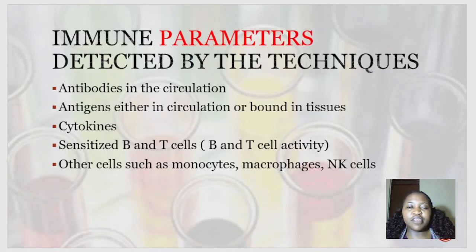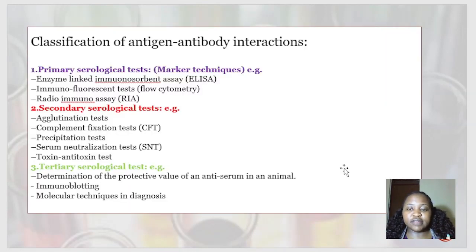Now, some of the immune parameters that you can detect using a technique are the antibodies within the circulation, that is in serum. What are the antigens, either in circulation or those that are bound in tissues? We have cytokines, which are produced throughout immune responses. We also have sensitized B cells and T cells, to measure B and T cell activities, and also other immune cells such as monocytes, macrophages, and natural killer cells.